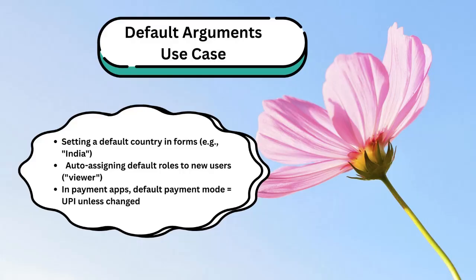Real world use cases: setting a default country in forms, auto assigning a default role to new users. In a payment app, default payment mode is UPI unless you change it.